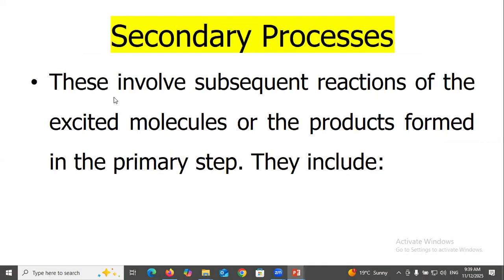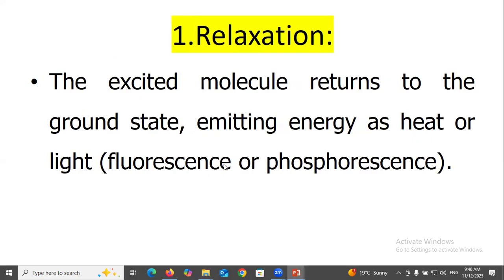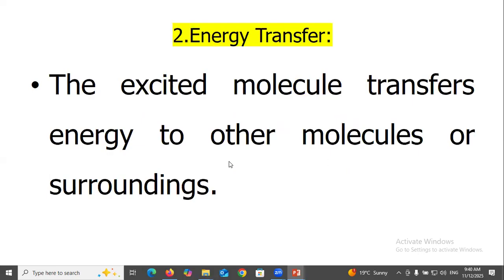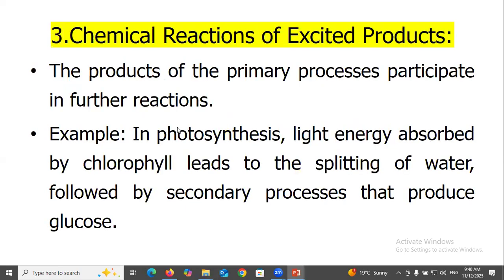Secondary process: this involves the subsequent reaction of the excited molecules or products formed in the primary stage. They include relaxation, where the excited molecules return to the ground state, emitting energy as heat or light, fluorescence or phosphorescence. Energy transfer: the excited molecule transfers energy to other molecules or surroundings. Chemical reaction of excited products: the products of the primary process participate in further reactions.